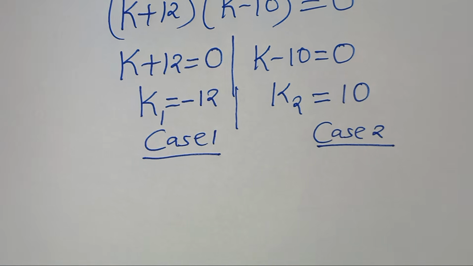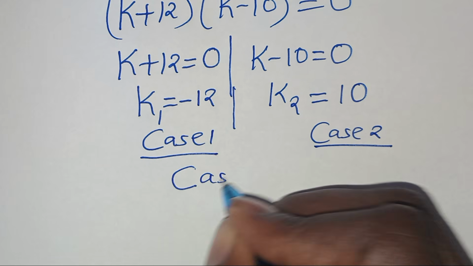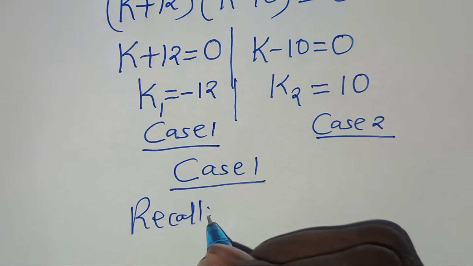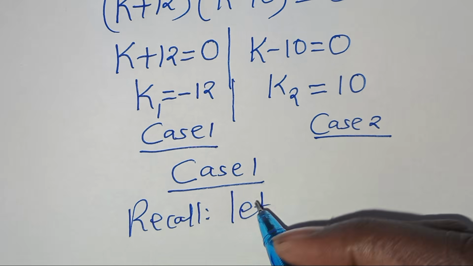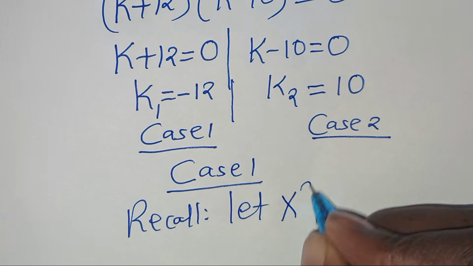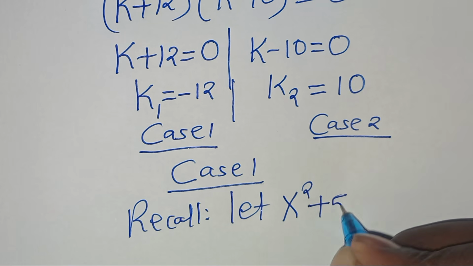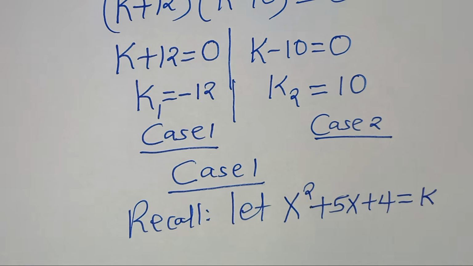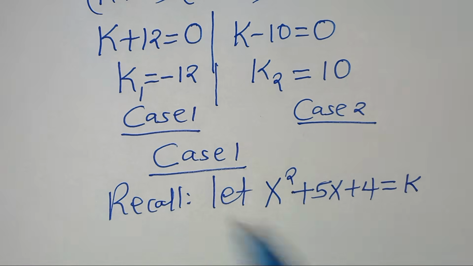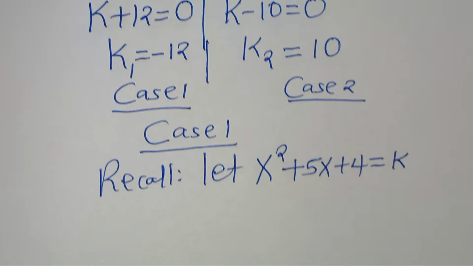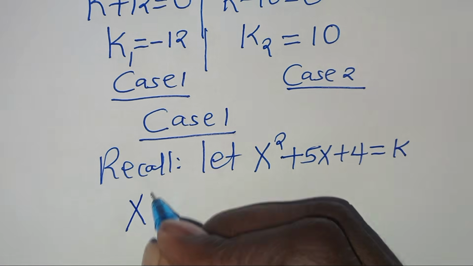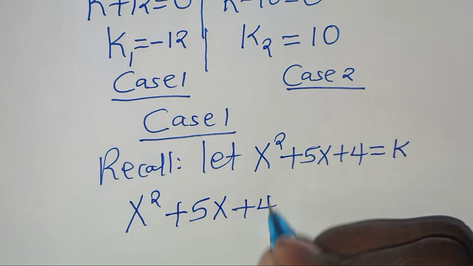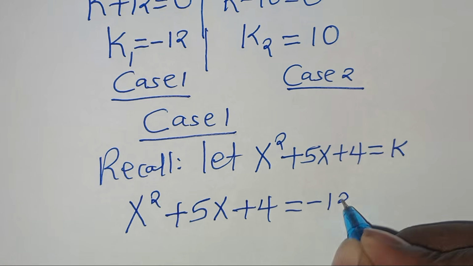Now let's start with case 1. If you recall, we are saying that we let x to the power of 2 plus 5x plus 4 be equal to k. Now let's substitute k1, which is minus 12, so that we have x to the power of 2 plus 5x plus 4 equal to negative 12.